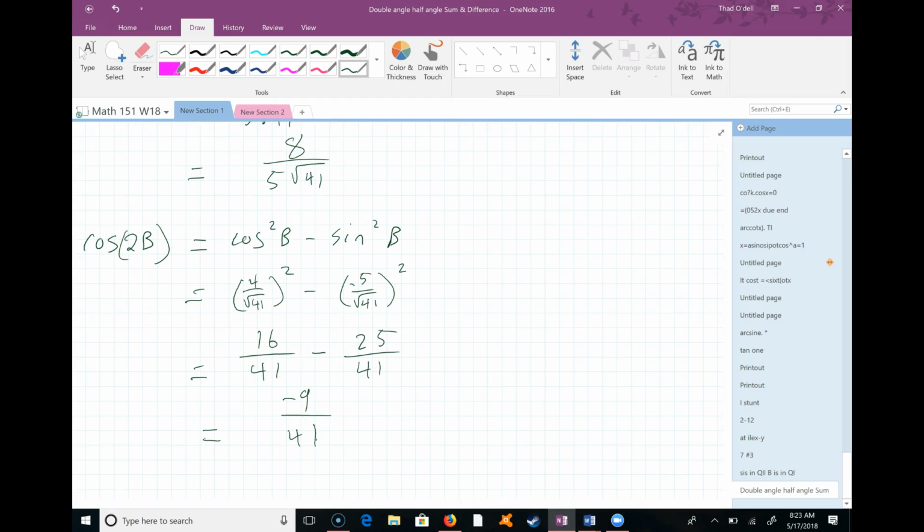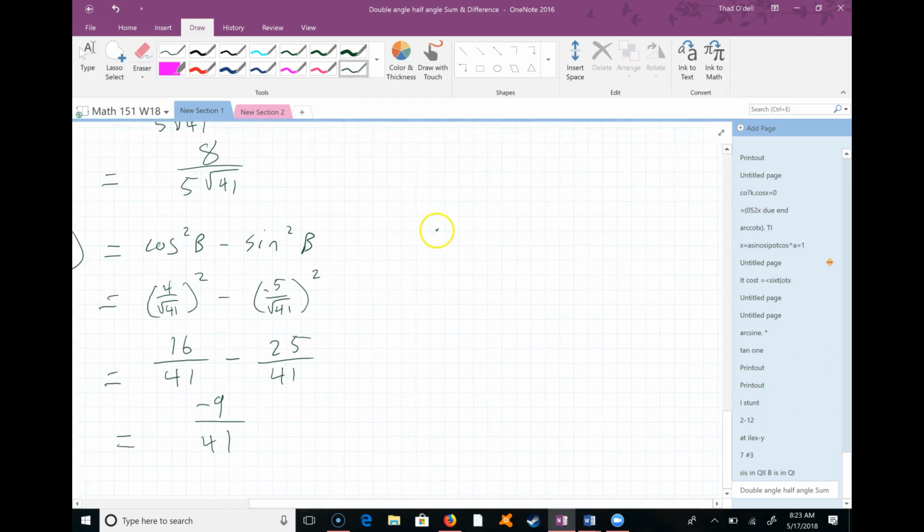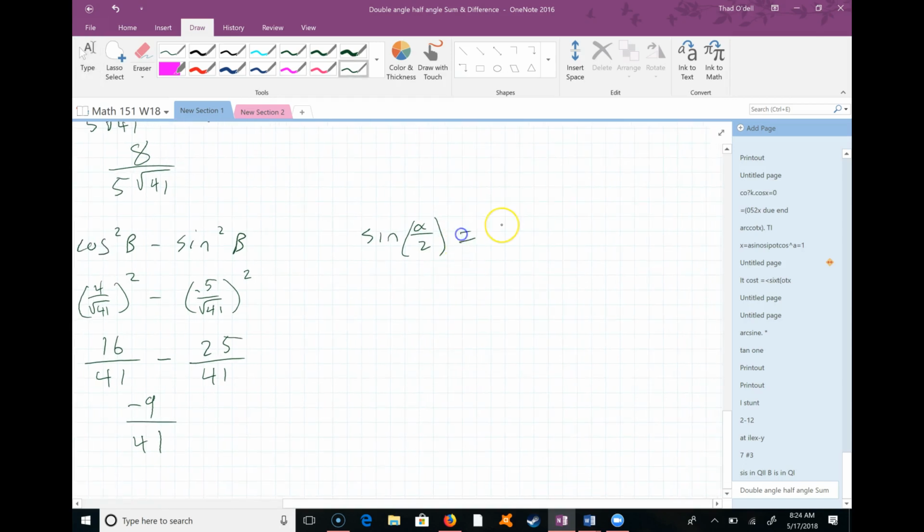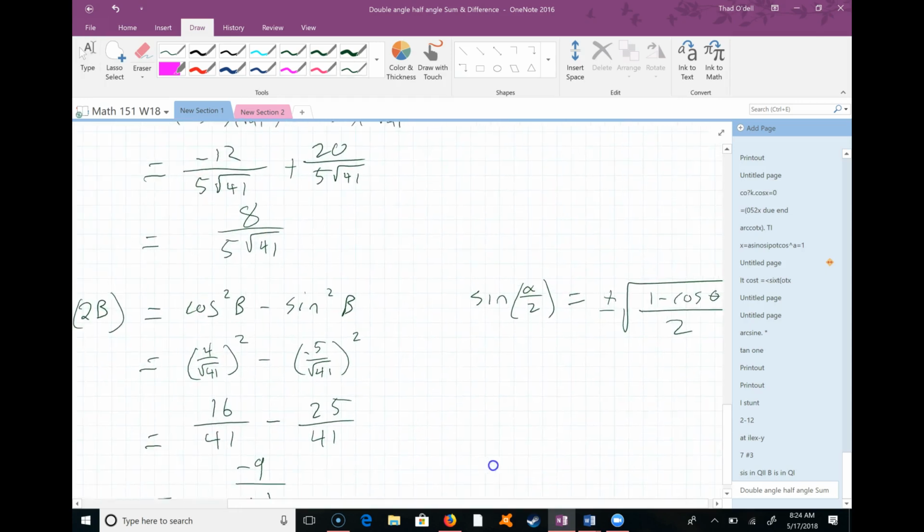And you can see that if I would have asked you to calculate the sine, let's say, of alpha over 2, you could go to the half angle identity. And you would plug this into that formula, plus or minus the square root of 1 minus cosine theta all over 2. But now to handle the plus or minus again, we go to alpha.